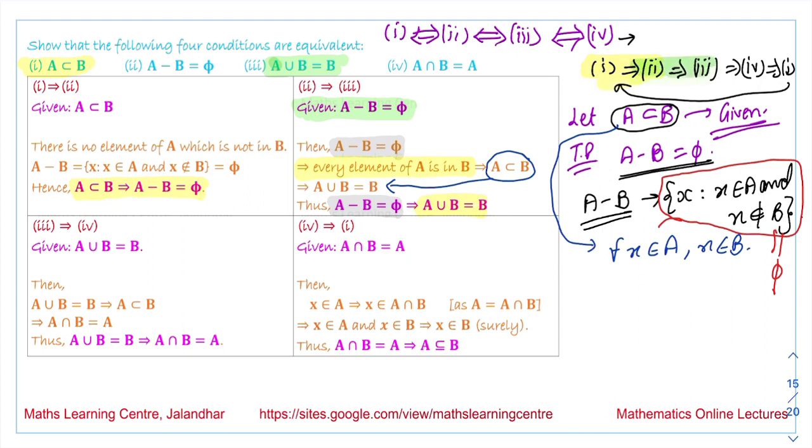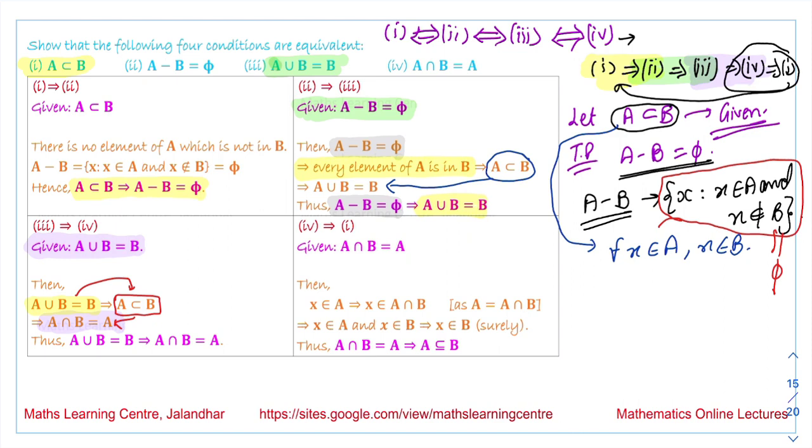Next we have proved 2 implies 3. Next we have to prove that 3 implies 4. We start with the condition that A union B is equal to B. When A union B is equal to B, this implies that A is a subset of B, and if A is a subset of B, then we have A intersection B is equal to A. So this proves that 3 implies 4.